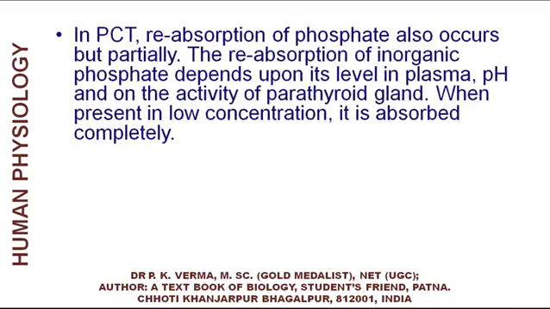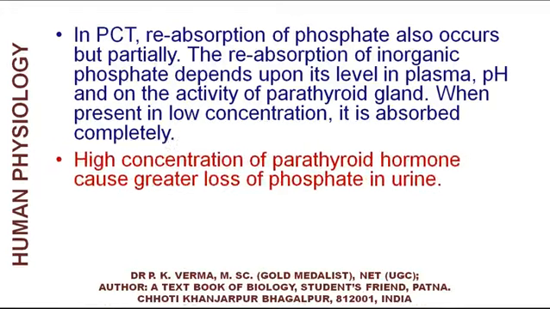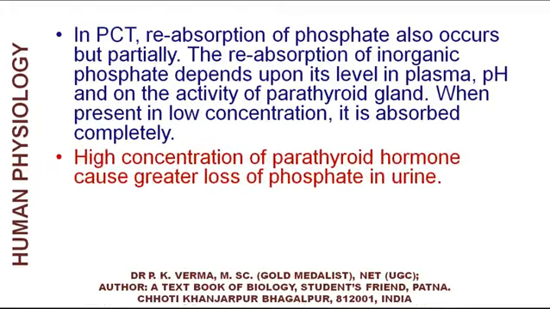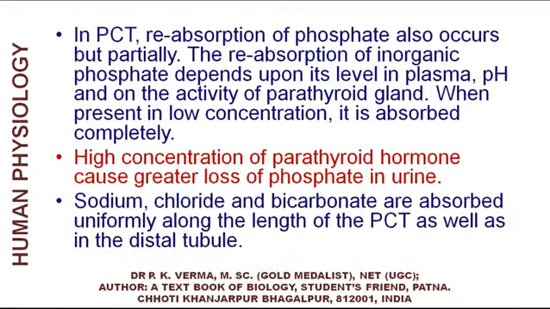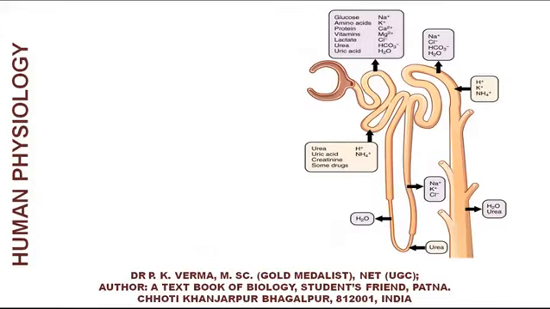When present in low concentration, phosphate is absorbed completely. But when a high concentration of parathyroid hormone is there, it causes greater loss of phosphate in urine. Sodium, chloride and bicarbonate are absorbed uniformly along the length of the PCT as well as in the distal tubules.